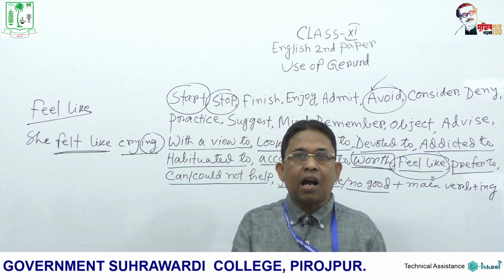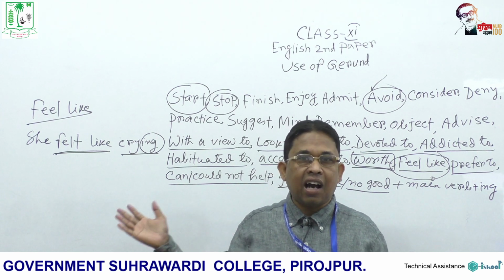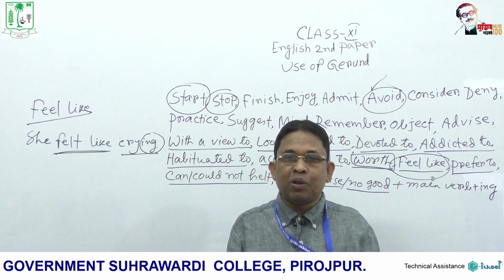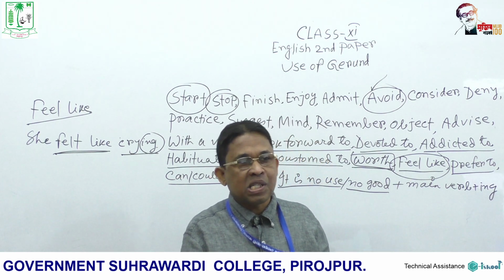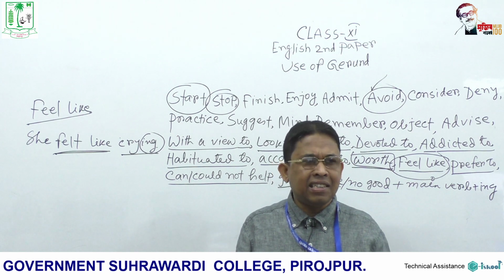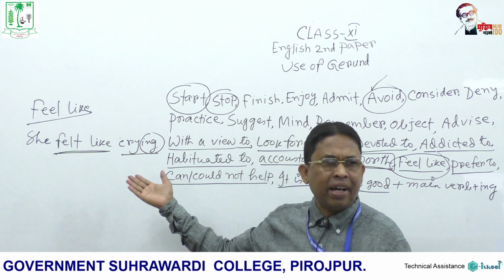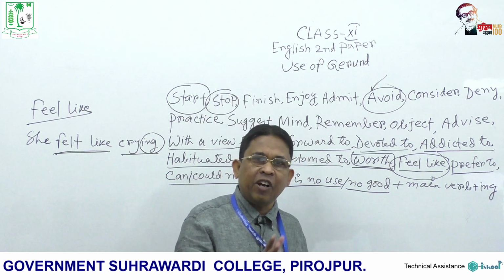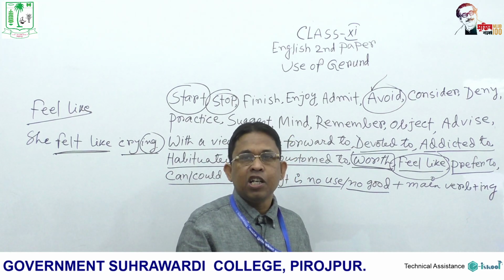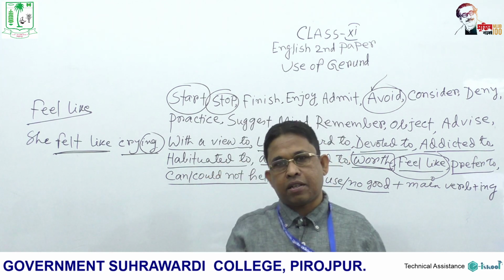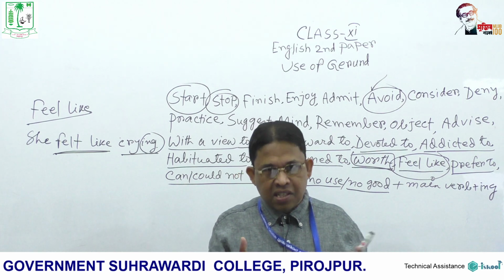Or in Bengali, "tar hashi paচ্ছে, tar kanna paচ্ছে." This is the expression. So when you want to express this type of thing, that is, hashi paচ্ছে, kanna paচ্ছে, bomi asছে, etc., then you have to use feel like in this way. But don't forget that after feel like or felt like, you have to use the ing form, that is the gerund, as the direct object of that verb or phrase. This is the fact here.